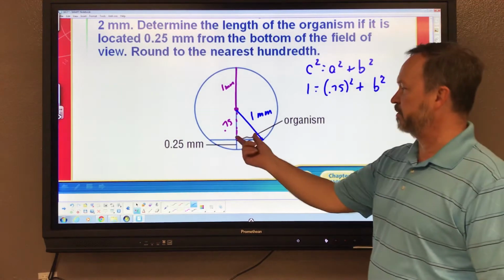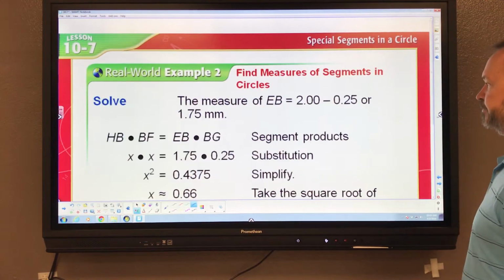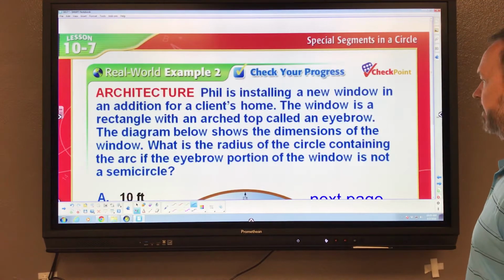They said the product of these two has to be equal to the product of those two. Hey, I guess that's the section we're in. Makes sense.